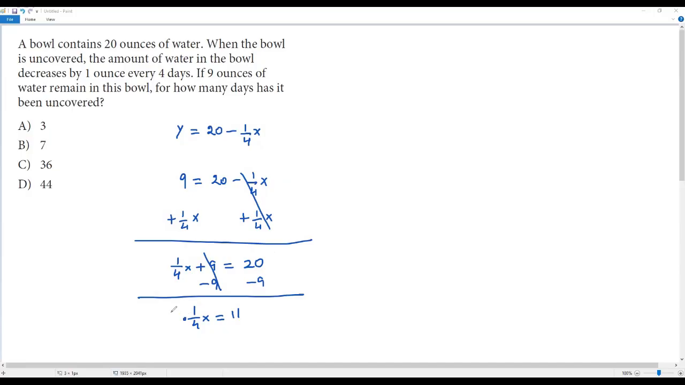Okay, now let me multiply both sides of this equation by 4. Then this 4 will cancel out. 1 times x is x. 11 times 4 is 44. Okay, if 9 ounces of water remain in this bowl, then the bowl would have been uncovered for 44 days. We find 44 in answer choice D. The correct answer choice for this question is D.